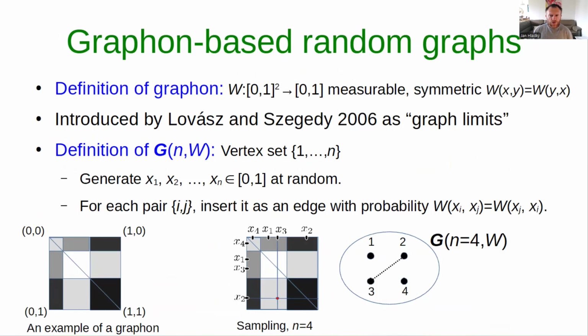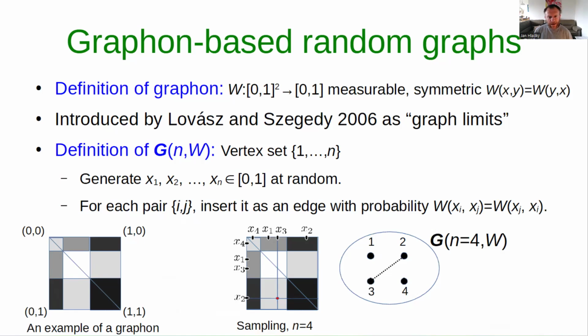Now, let us introduce the inhomogeneous model, or more specifically, graphon-based random graphs, right? Because the word inhomogeneous is very general, and people may mean other random graph models by saying inhomogeneous random graphs. A graphon, here and elsewhere denoted as W, is a symmetric measurable function on the unit square, taking values in the unit interval.